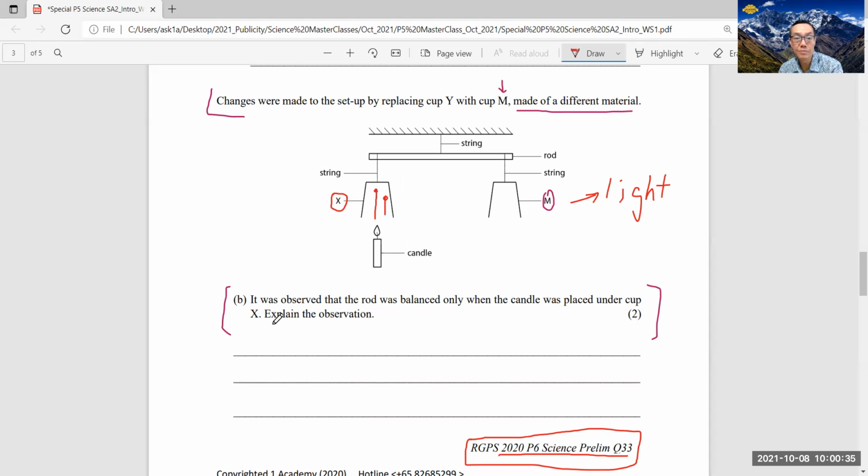So now they ask you, explain the observation. Okay, so I give you 30 seconds to think before I share with you the answer. So firstly, you must answer to say that the mass of cup M is lighter than cup Y.